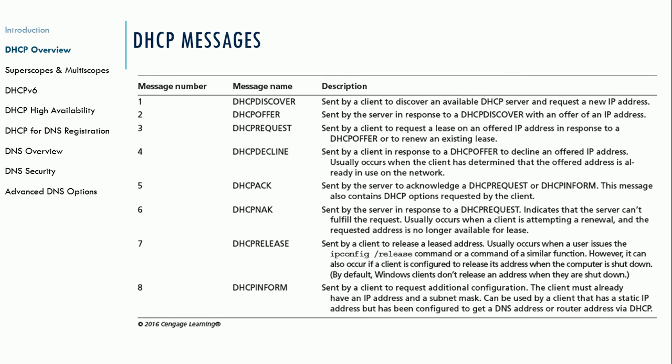So here are the DHCP messages. You have messages 1 through 8. These are the different messages, and you might recognize some of these, like DHCP release when you run the release command, and so forth.